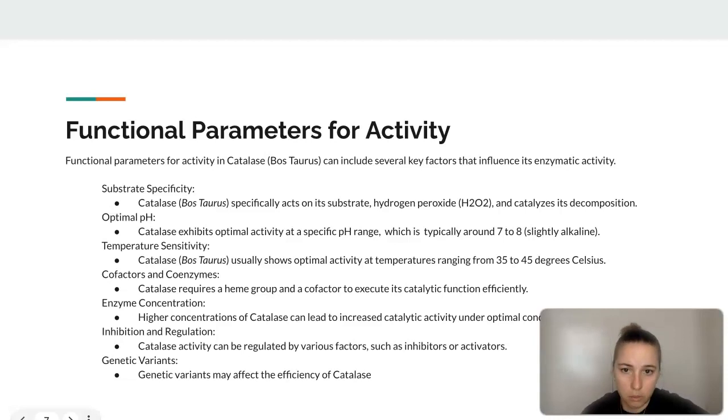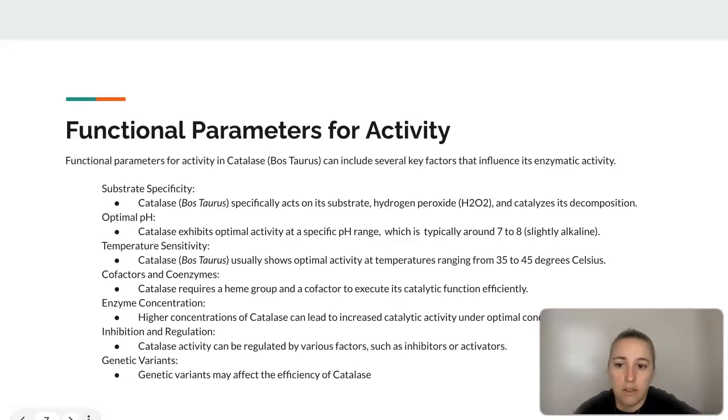Next, we'll talk about the functional parameters for activity. Understanding these functional parameters helps in characterizing the activity of catalase and studying its regulation, kinetics, and potential variations. It allows researchers to explore the enzyme's role in different physiological and pathological conditions and develop strategies to modulate its activity if needed. So going off the slide, there's a bunch of different categories or key factors.